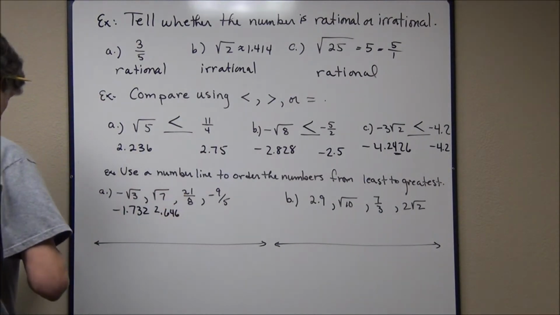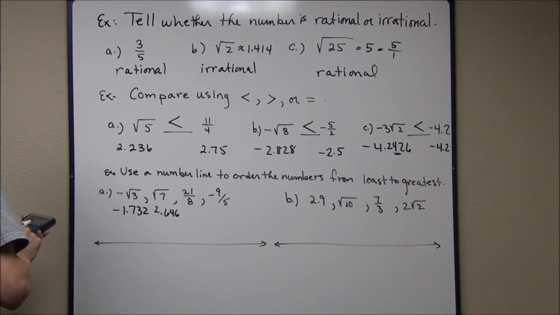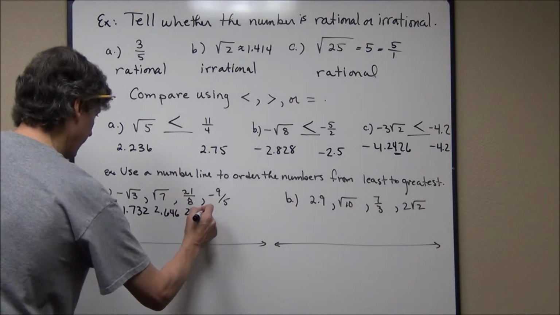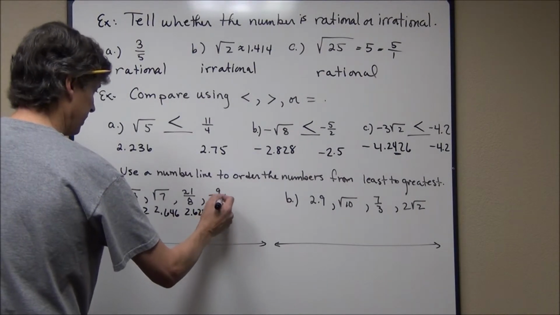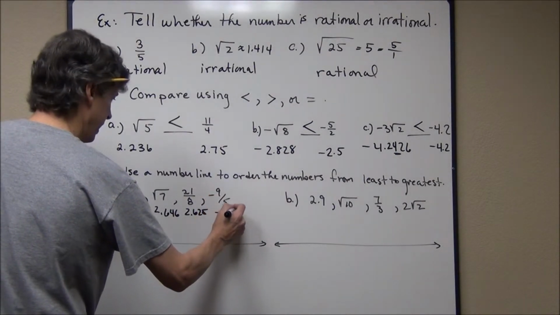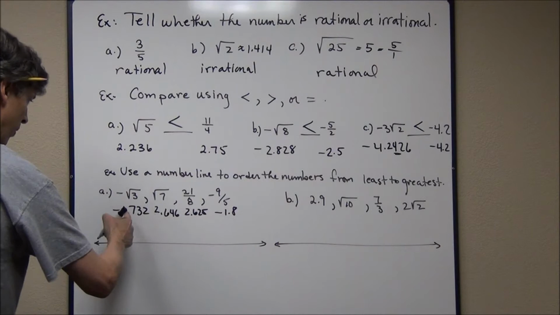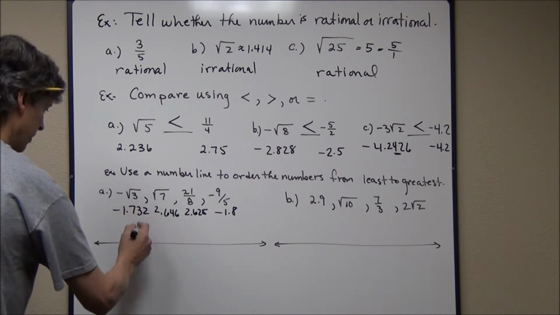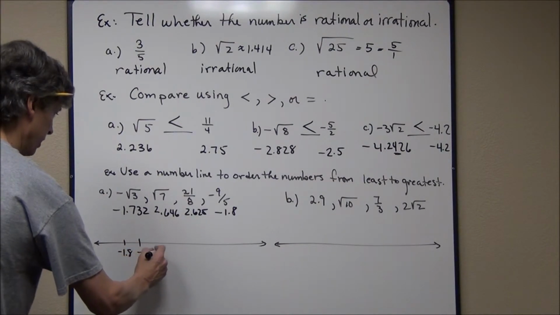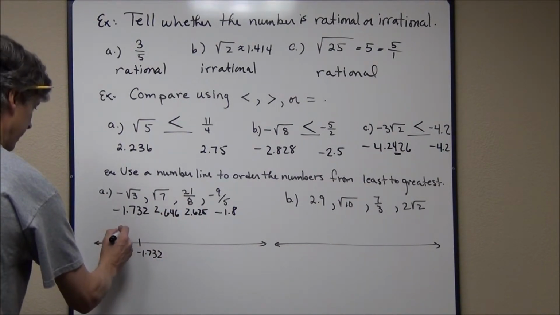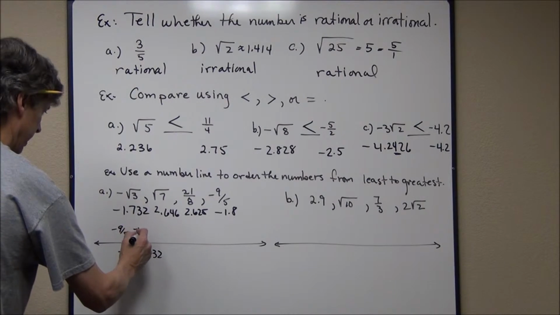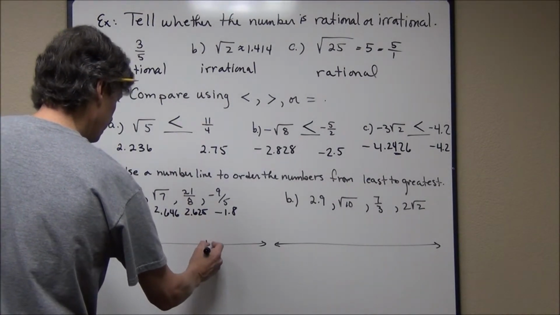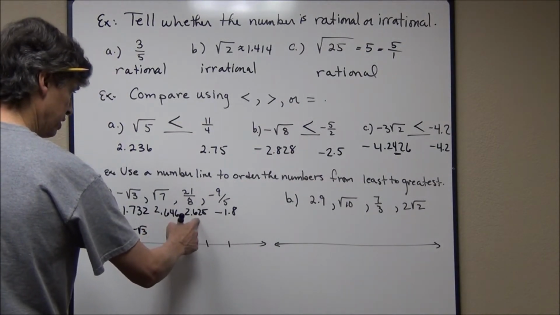2.646. 21 divided by 8, that's going to be nice and neat, 2.625. And then of course this is going to be, if I divide, negative 1.8 if I'm not mistaken. So negative 1.8 is further to the left than negative 1.732. So this is negative 9/5, and this is the negative square root of 3. And then the two positive numbers over here, well, let's see. This is just a little bit smaller.